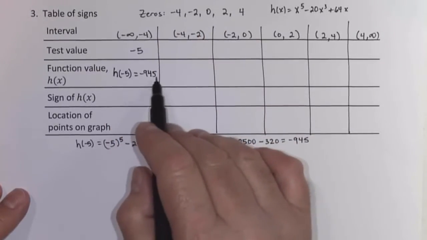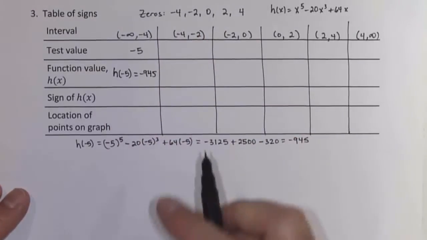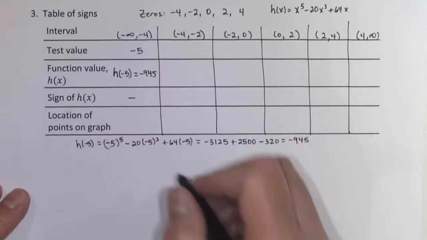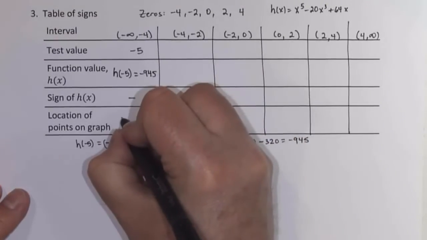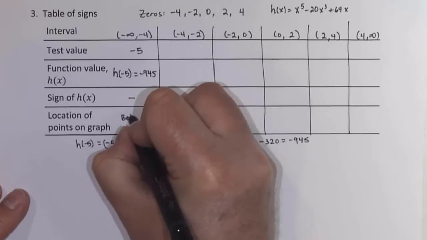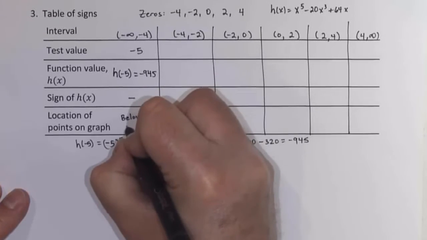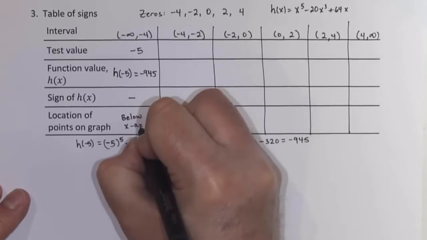Again, we don't really care so much about the specific value for our purpose at the moment, but what we care about is that it's negative, which means for that interval, our graph is going to be below the x-axis.